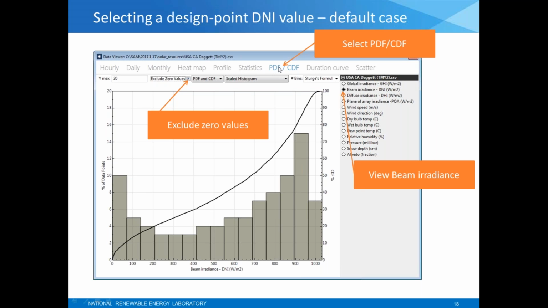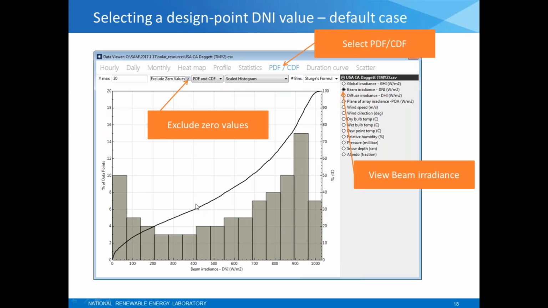So you navigate to the PDF CDF tab, which is probability density or cumulative density function, and this plots out what amounts to these density functions or probability functions that describe how often a particular DNI is observed, or the fraction of DNI that falls below a particular selection.